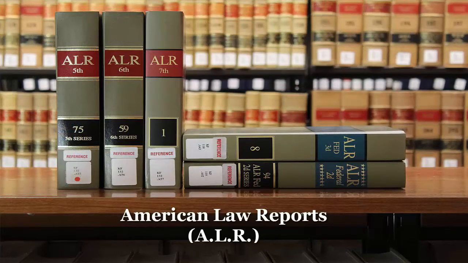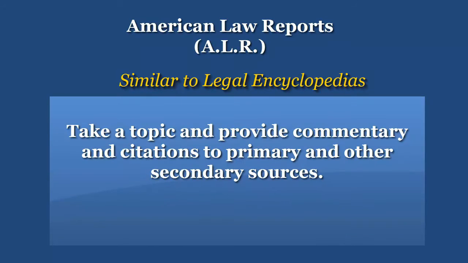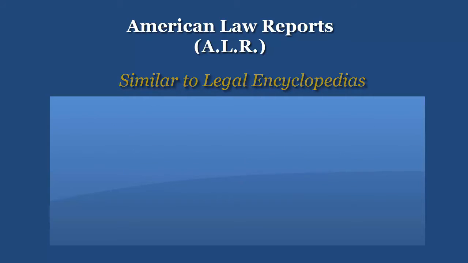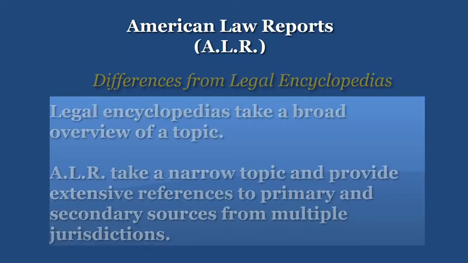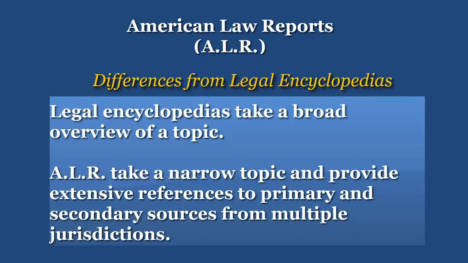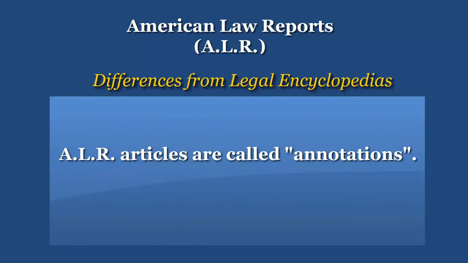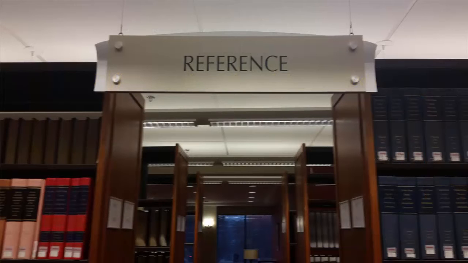American Law Reports, also known as ALRs, are an incredibly useful secondary source. They are similar to legal encyclopedias in that they take a topic and provide commentary and citations to primary and other secondary sources. But keep in mind they are not encyclopedias. Legal encyclopedias take a broad overview of a topic, whereas ALRs take a narrow topic and provide extensive references to primary and secondary sources in multiple jurisdictions. Also, ALR articles are called annotations. You can find the ALR in the reference section of the Law Library.